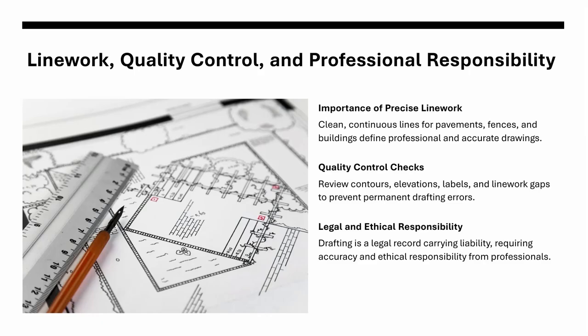Now, let's talk about quality control and professional responsibility. In Lecture 2, we said that the drafter is the final line of defense before errors become permanent. That is no less true here. Once you have built your surface, drafted your line work, and applied your styles, you must review every detail. Do the contours close properly? Are the elevations consistent? Are utilities labeled? Are there any gaps or overlaps in our line work? And here's where the legal and ethical considerations come in.